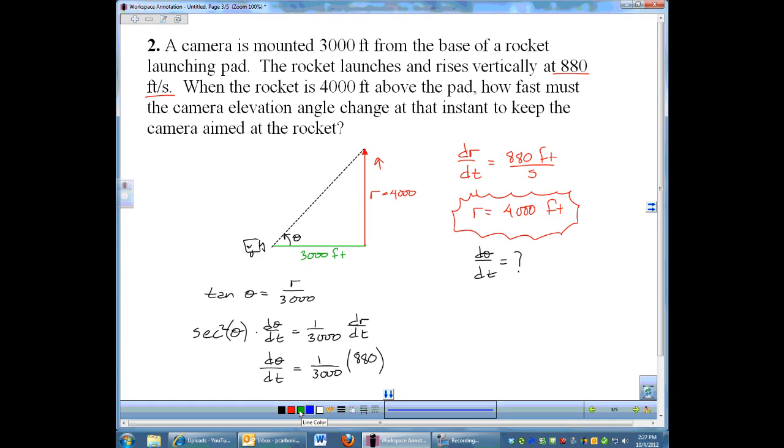And what we're going to do is still use right triangle trig. This is a 3, 4, 5 right triangle. It's just everything is multiplied by 1,000. So my hypotenuse I know is 4,000. Well, secant squared theta, let's go into thinking land for just a minute.